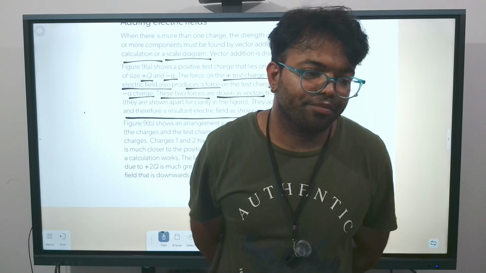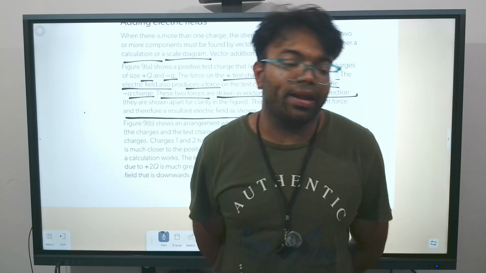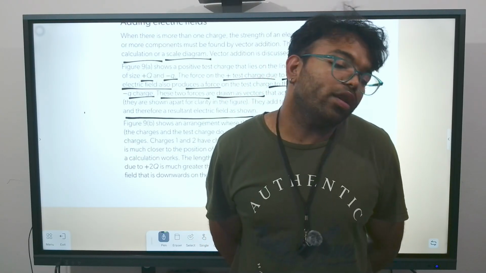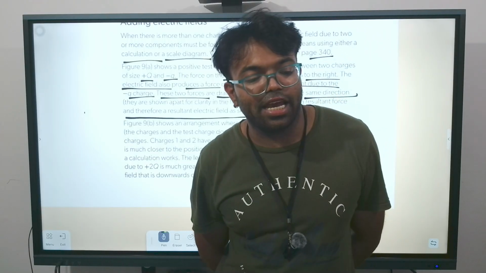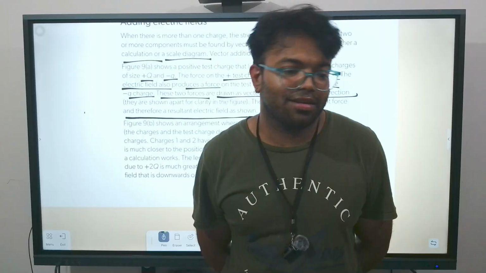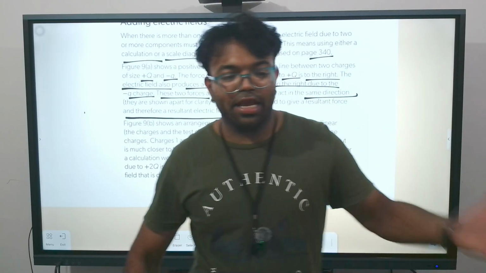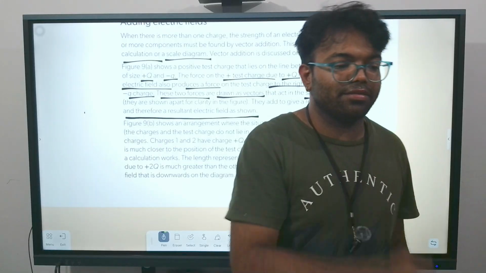Co means same. Planar means what? Same plane. Co-linear means what? Co means same. Linear means line. Same line. Co-linear, same line. Co-planar, same plane.